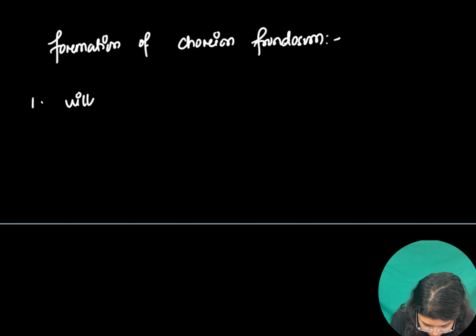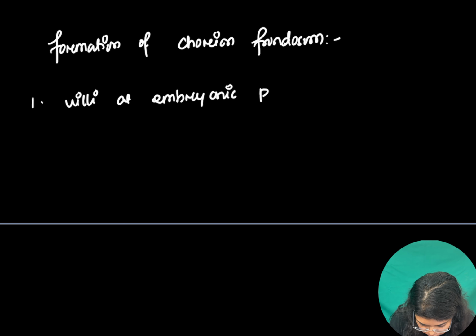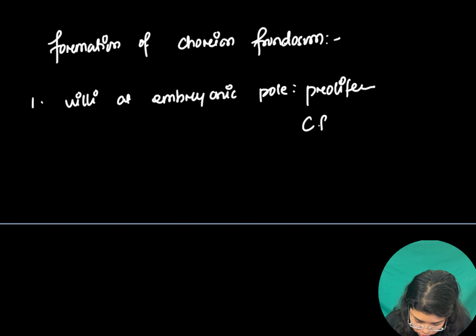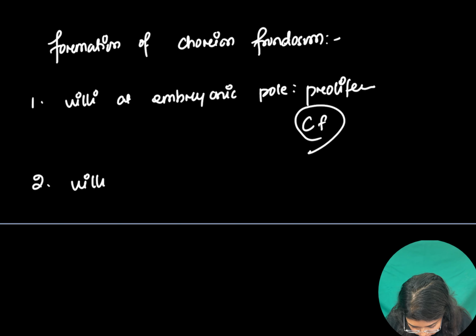Villi at the embryonic pole. What it does, it proliferates to form the chorion frondosum. Okay, then what about the other end?